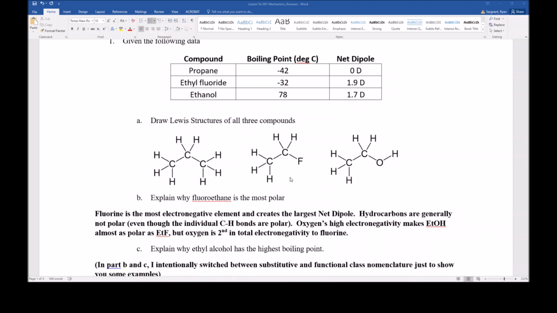The fluorine is the most electronegative element. It pulls electron density over on top of itself better than the oxygen does because oxygen is the second most electronegative element on the periodic table under normal conditions.